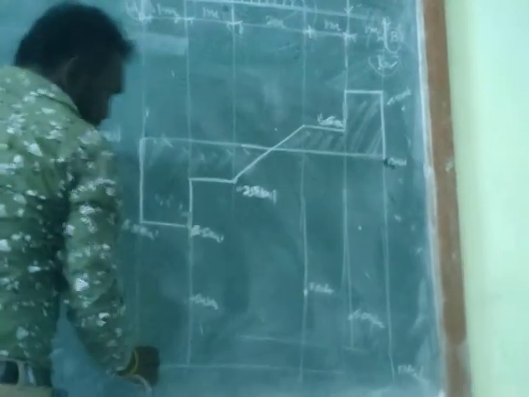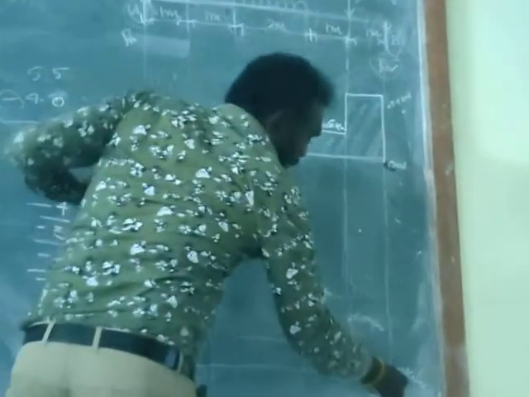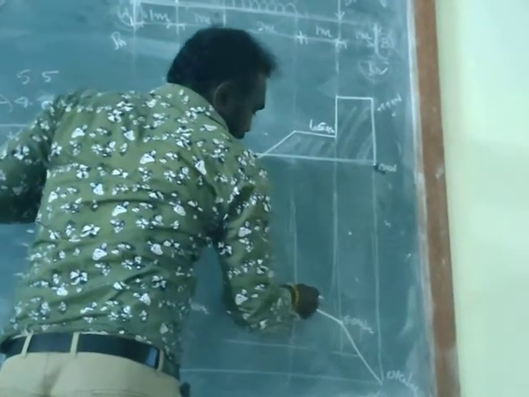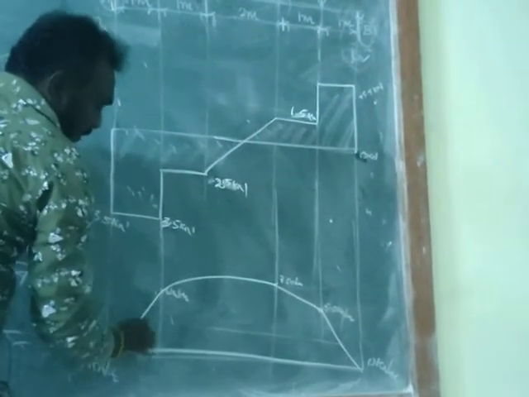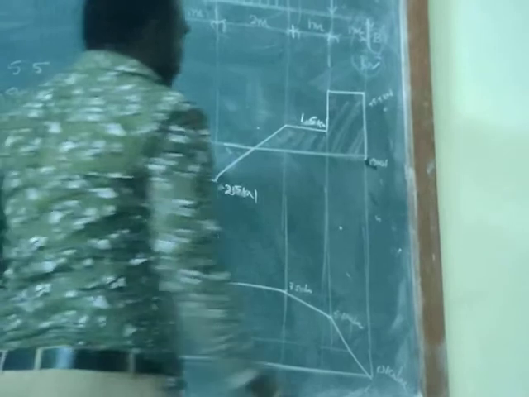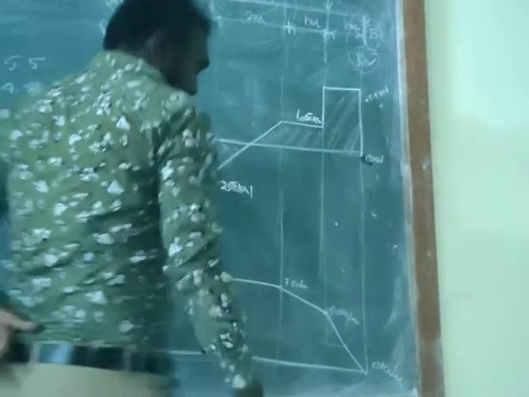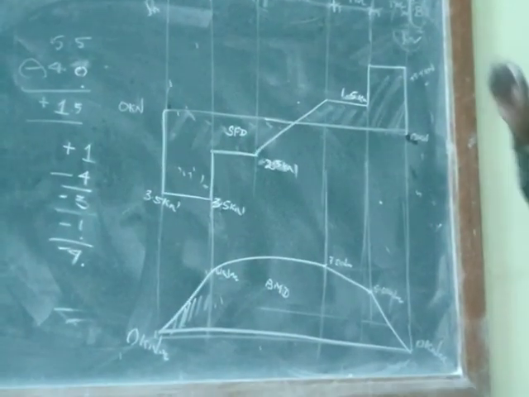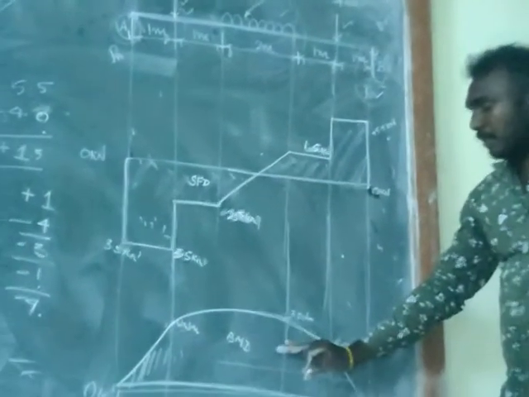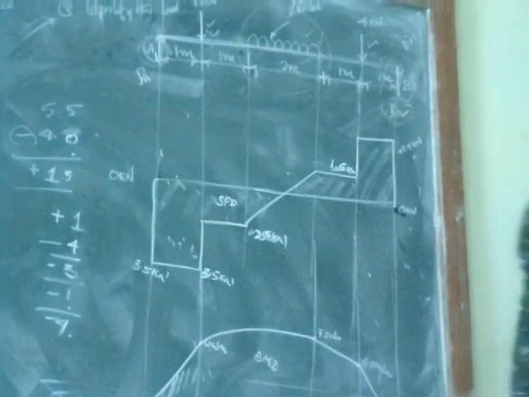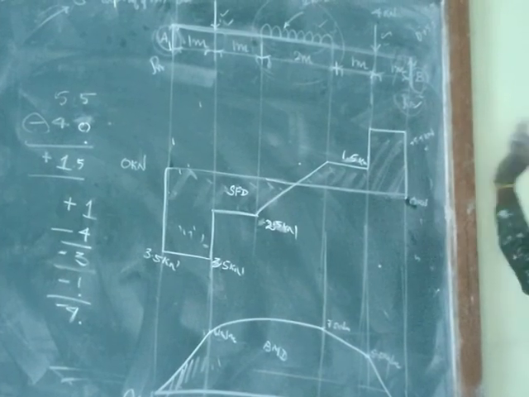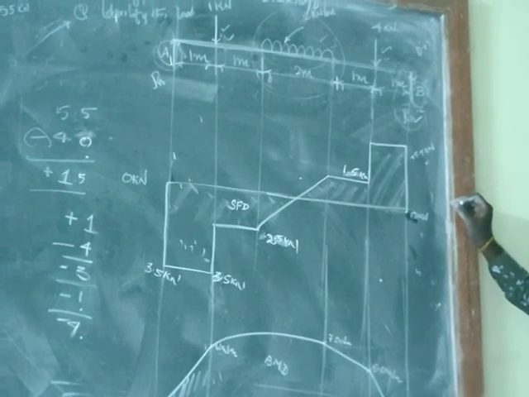Then the final point is at 0 kilonewton meter. Then we join the points and complete the diagram. This is the bending moment diagram. This is the shear force diagram. This is the bending moment diagram. We conclude that shear force is nothing but the summation of all forces. Bending moment is nothing but the summation of all moments of forces. These are the basic concepts of the shear force diagram and bending moment diagram. Okay, thank you.